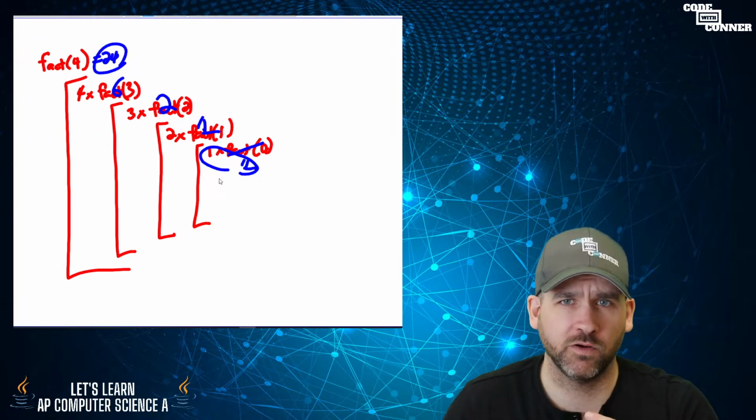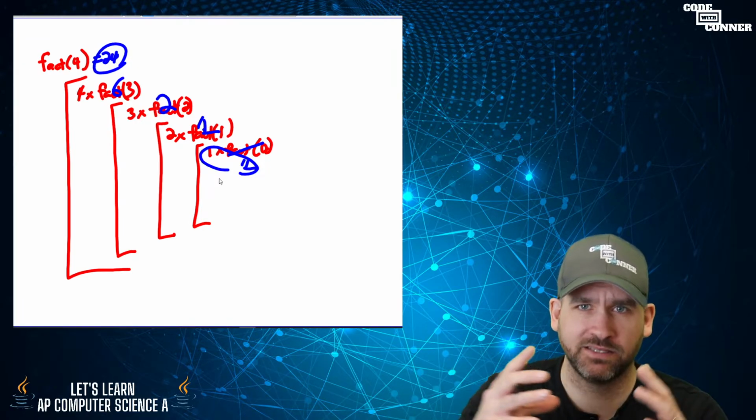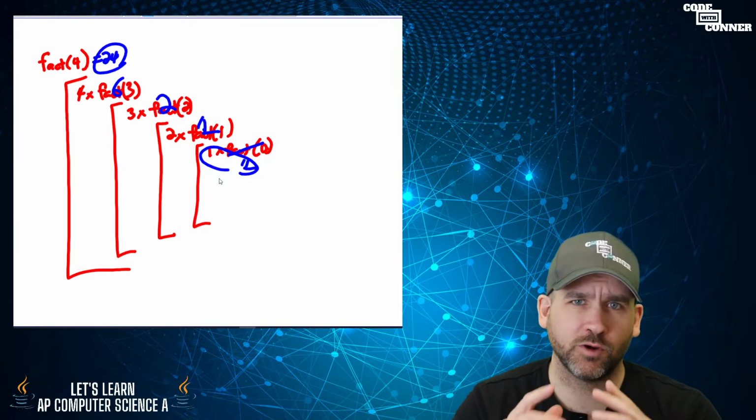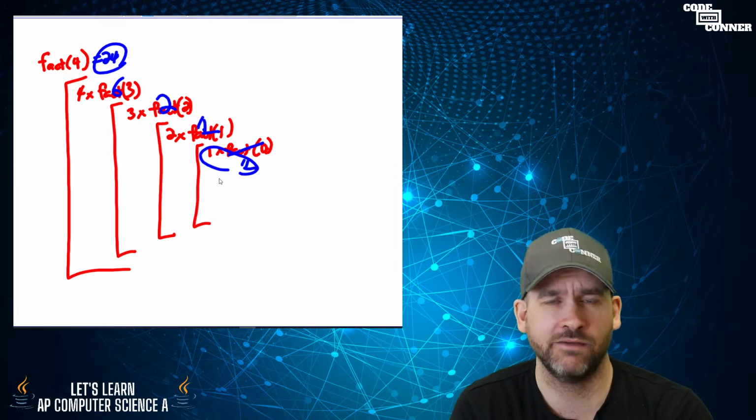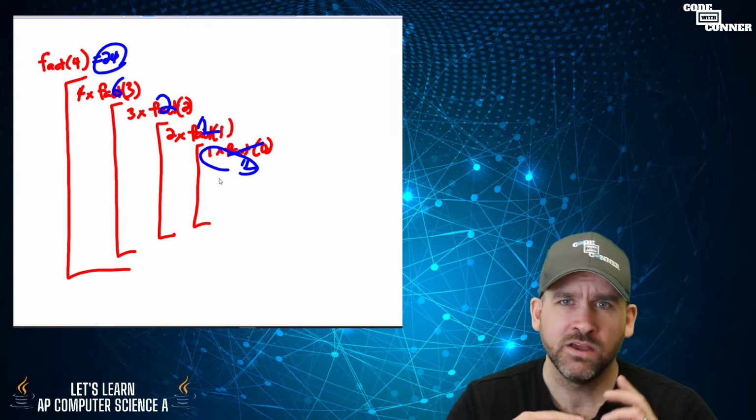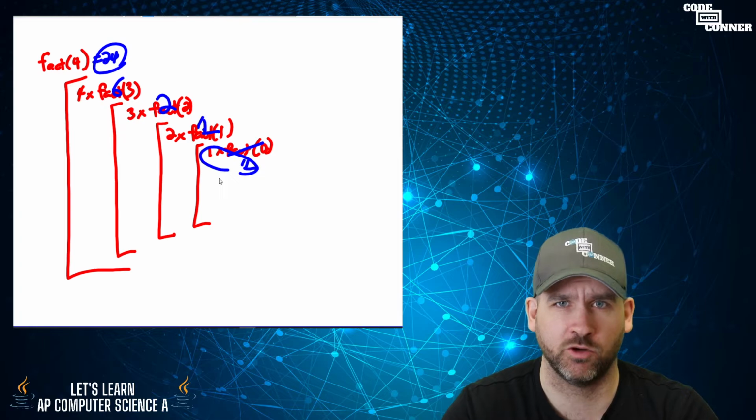So there's a couple of different ways to visualize that nested idea. But the idea with recursion is you have to have that base case. Without the base case, infinite recursion happens, bad things happen. You also have to make sure that you can reach your base case.